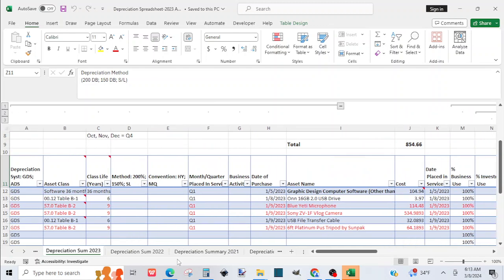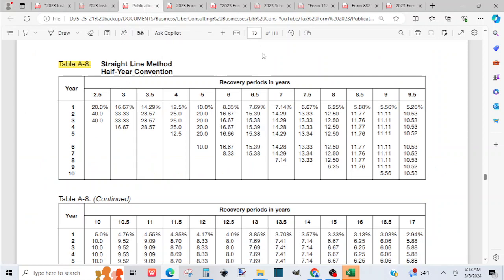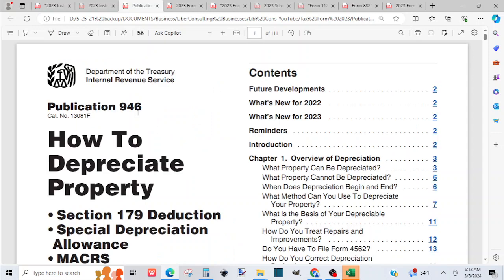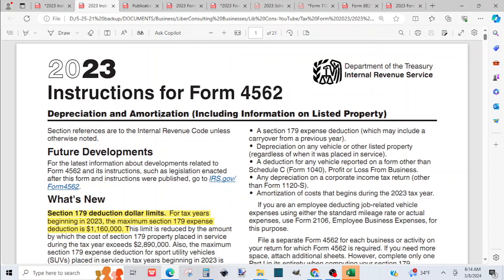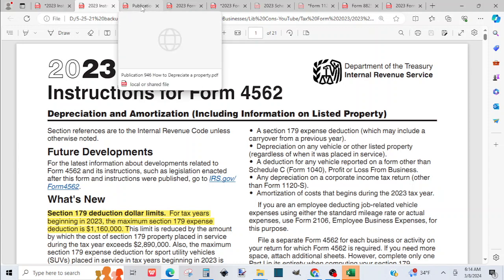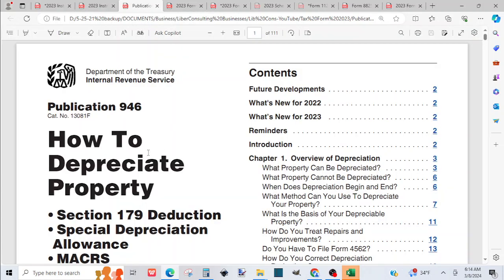Now that we know those things, let's go to the instructions. You will need Publication 946, how to depreciate property. You will need instructions for Form 4562, depreciation and amortization. Note that you should have a record of your assets when you purchase them. On Publication 946, we are going to go to the bottom of it.